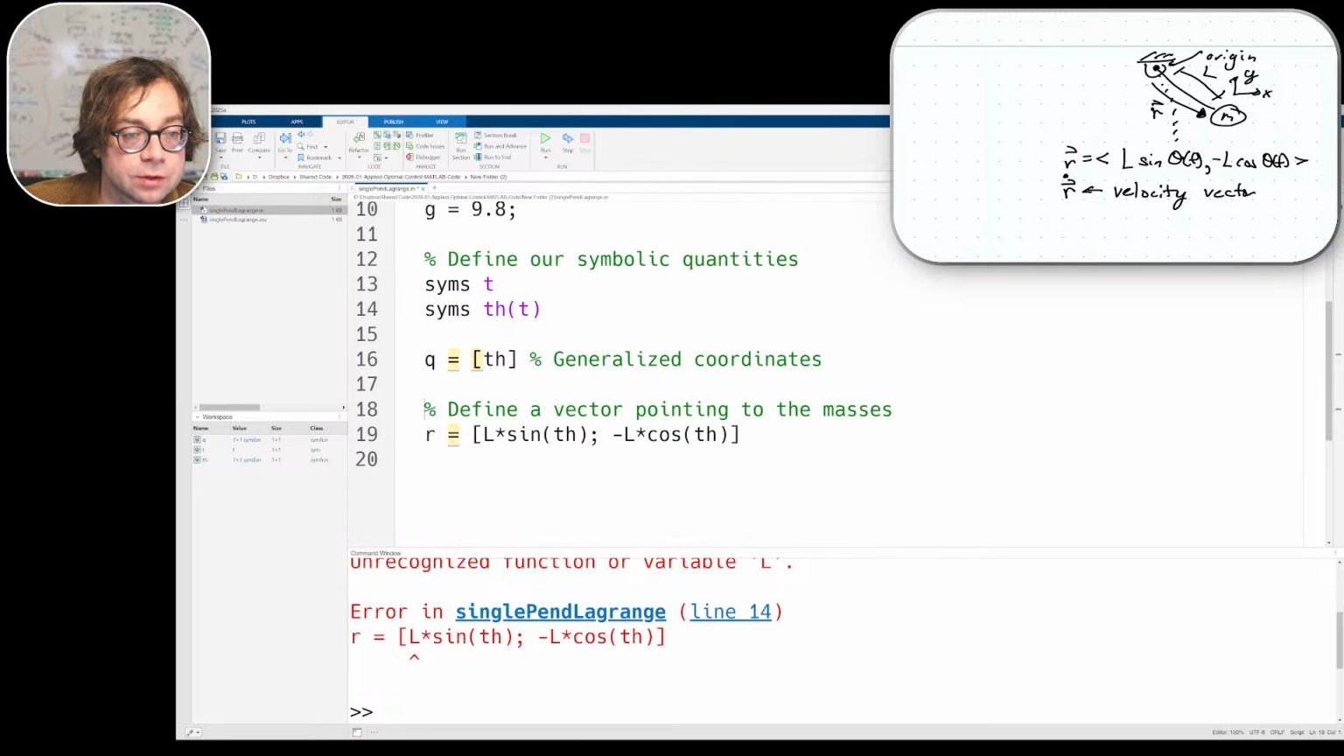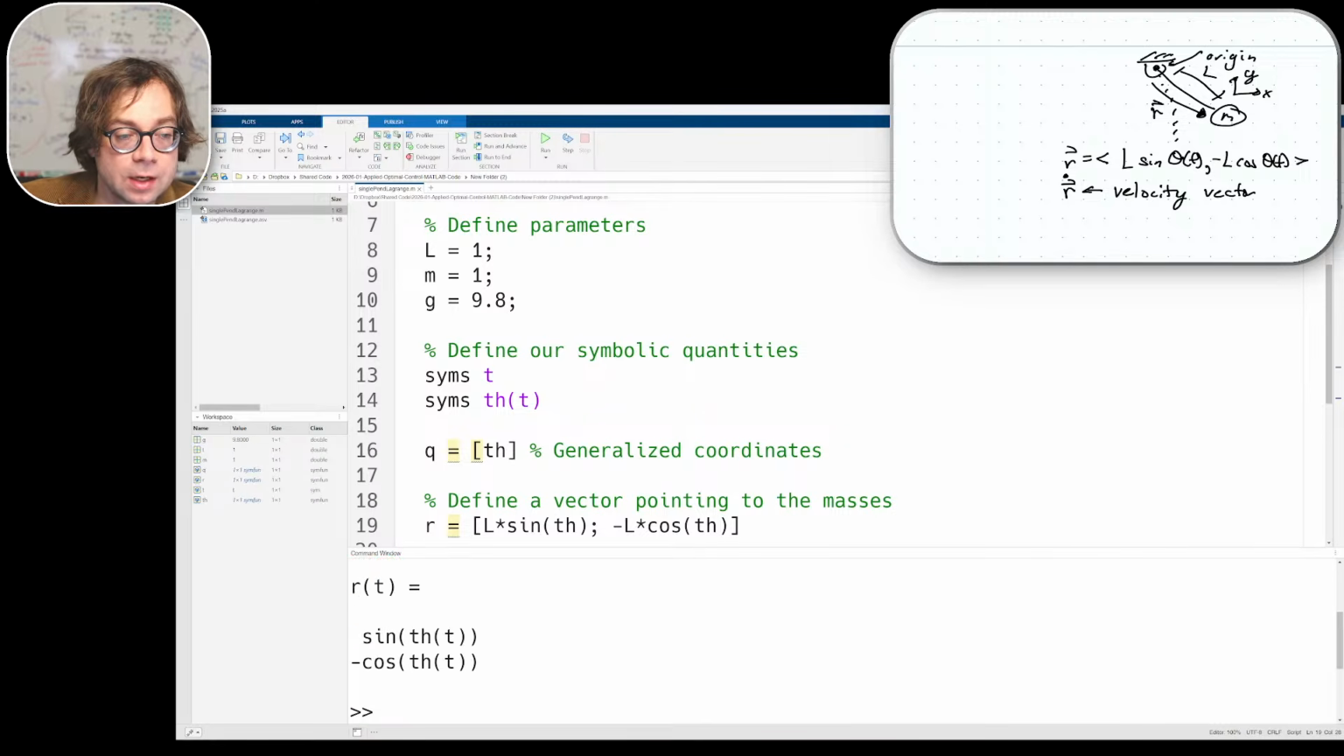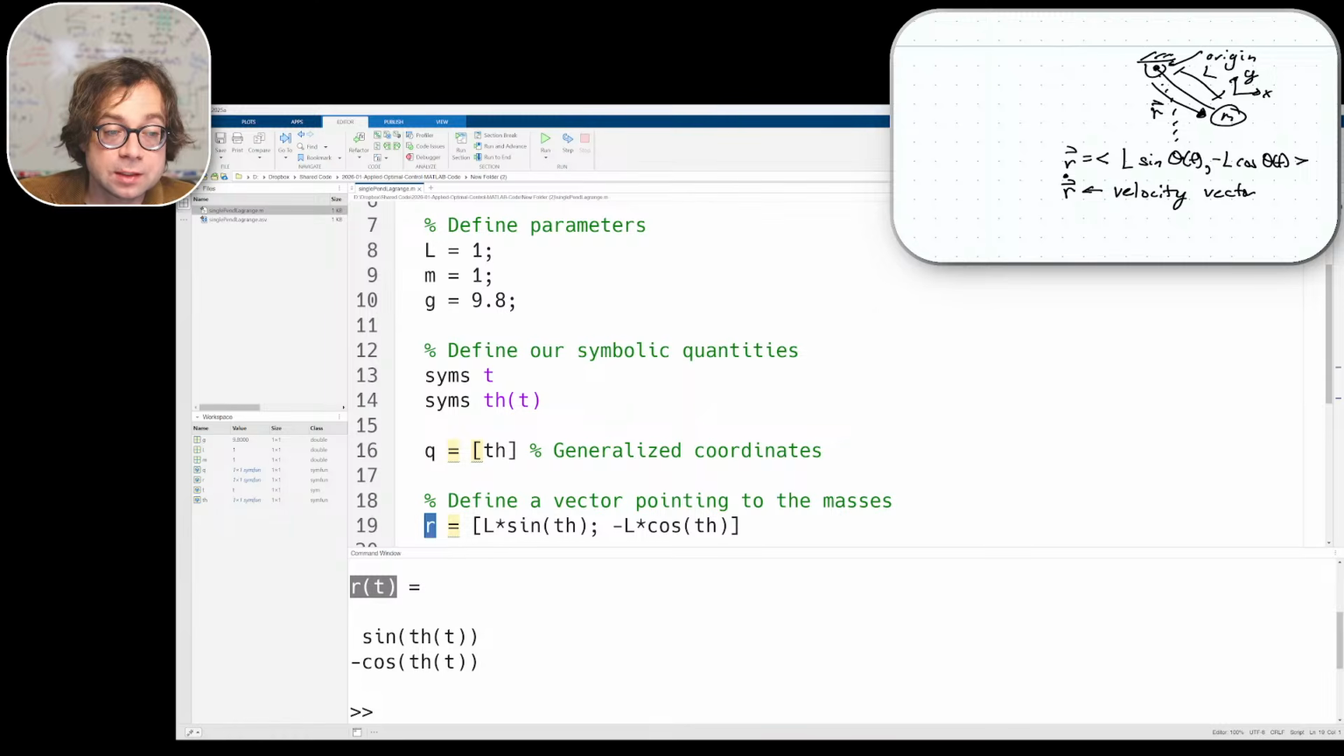And then we have the vector pointing to the masses. Now this should work, right? Run it. Hey, look, R of T. Notice it knows it's a function of time, by the fact that r was set to be some sine of theta, and it knows that theta is a function of time, it also knows that r is a function of time. See that? Good.